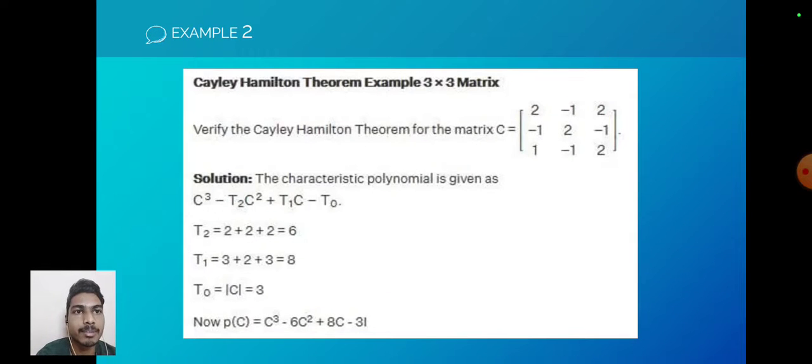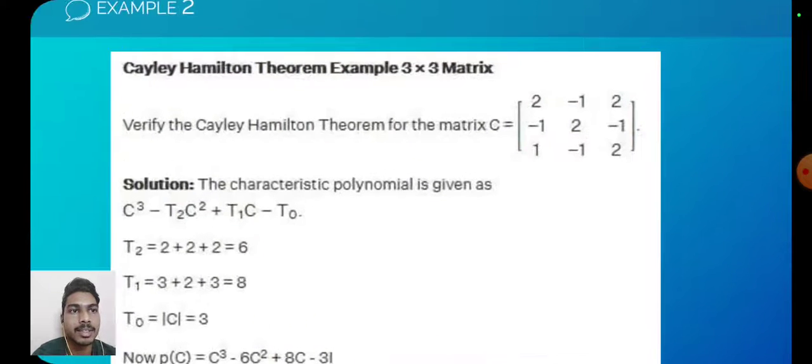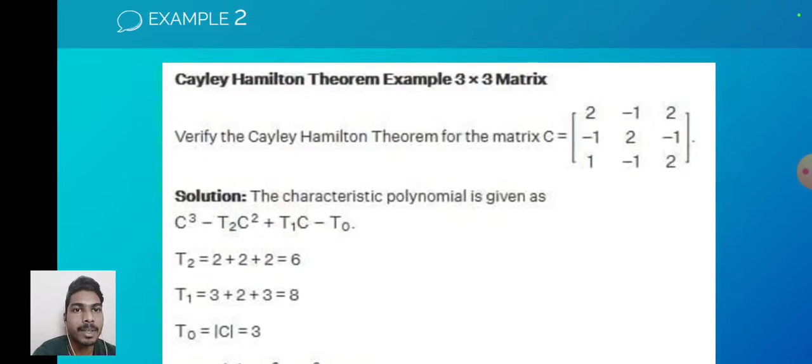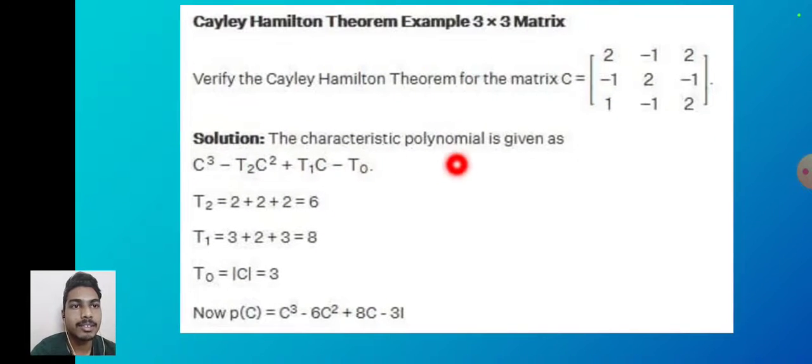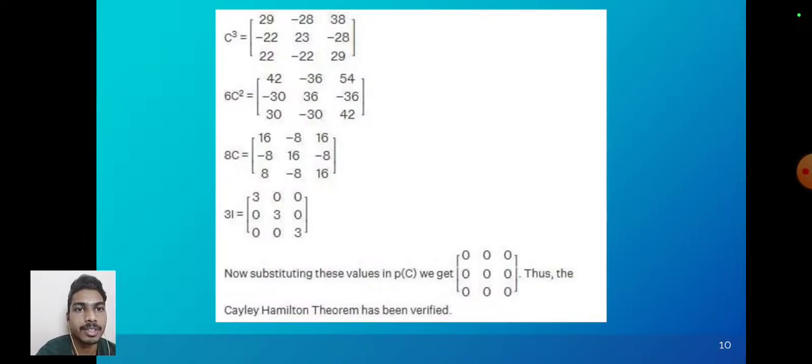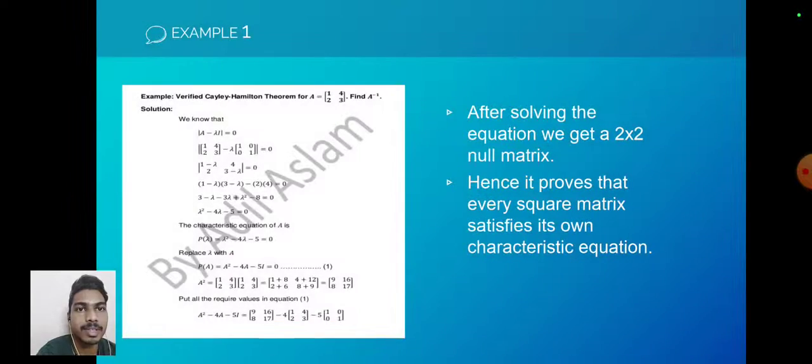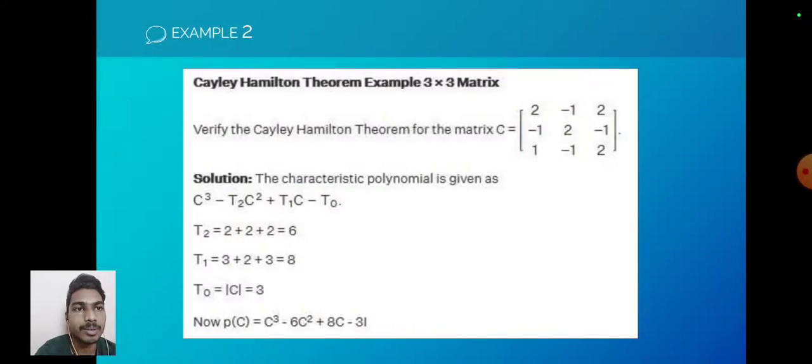Here's another example for the 3 by 3 matrix. Verify the Cayley-Hamilton theorem for the matrix C = [2 -1 2; -1 2 -1; 1 -1 2]. So the characteristic polynomial is given by, after we substitute into the characteristic equation, that is, as in the previous one, |A - λI| = 0.